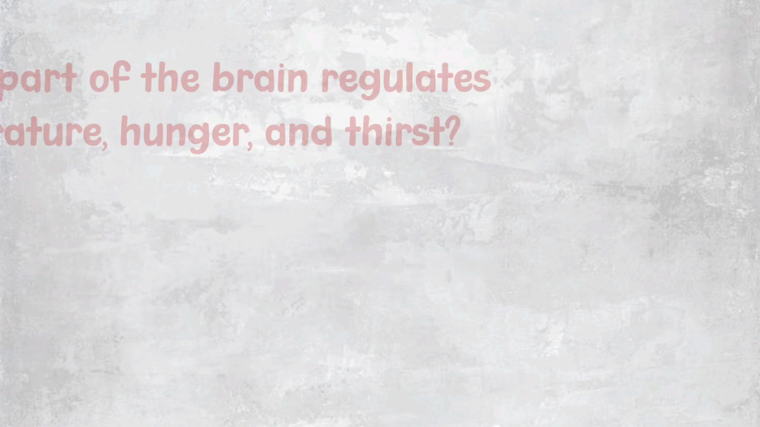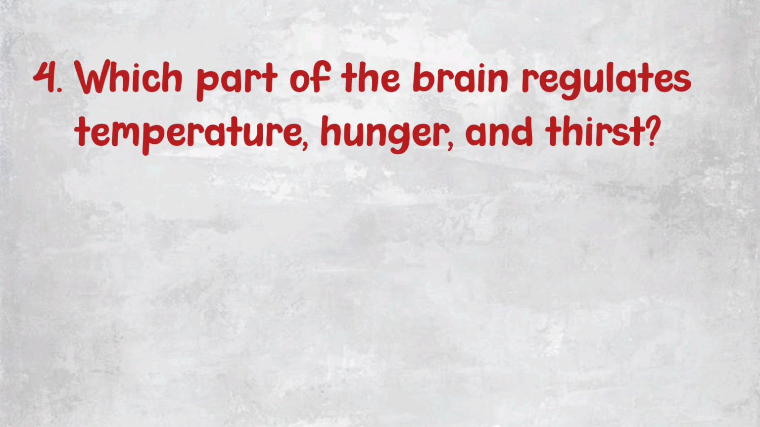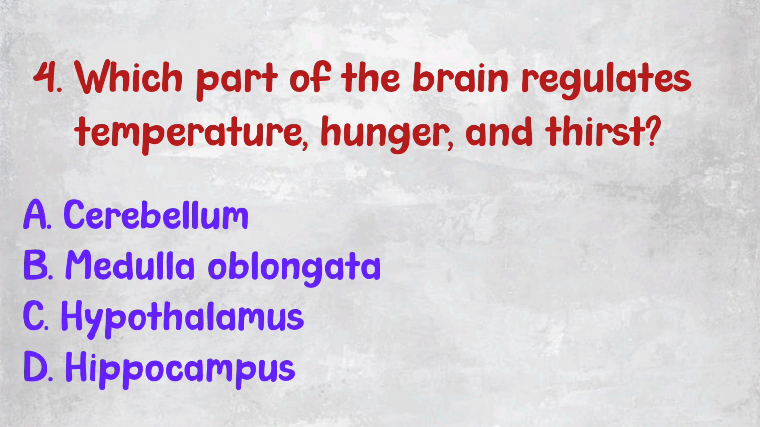Question number 4. Which part of the brain regulates temperature, hunger, and thirst? We have A, the cerebellum, B, the medulla oblongata, C, the hypothalamus, and D, the hippocampus. Our answer here is C, the hypothalamus. The hypothalamus maintains homeostasis by regulating body temperature, hunger, thirst, and hormone release.